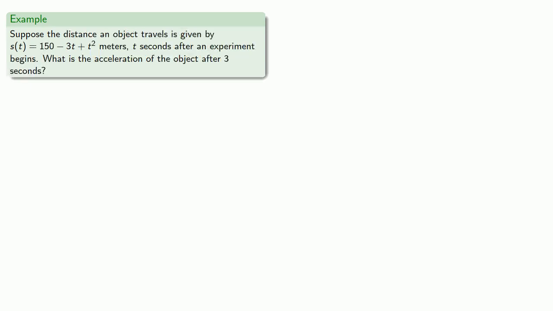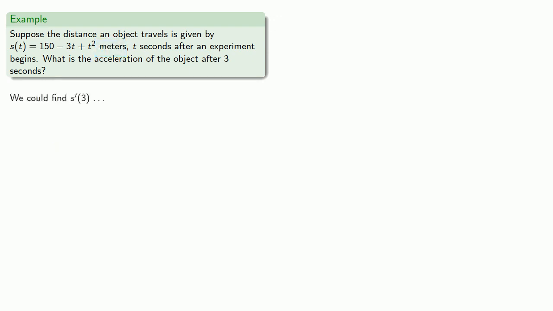So for example, suppose the distance an object travels is given by some function in meters t seconds after an experiment begins. What's the acceleration of the object after 3 seconds? So we could find s of 3, which will give us an answer in meters, but this doesn't answer the question. Acceleration is not answered in meters.